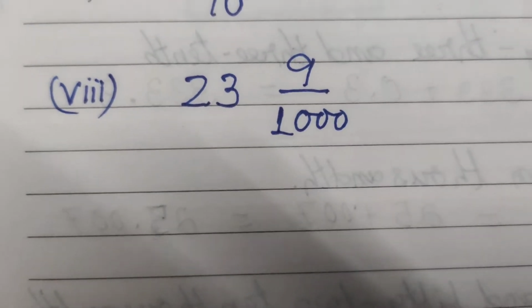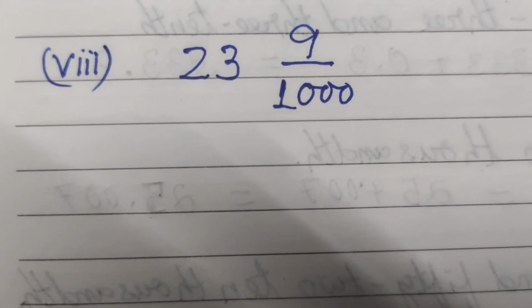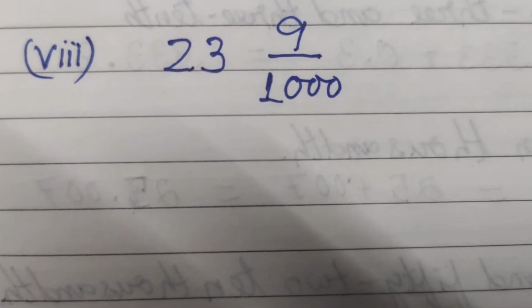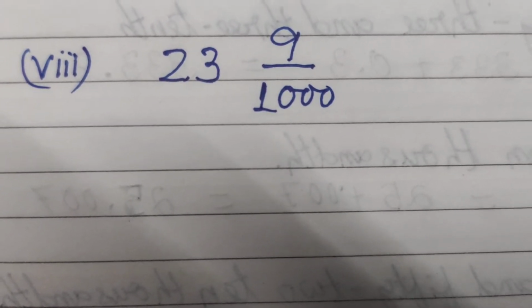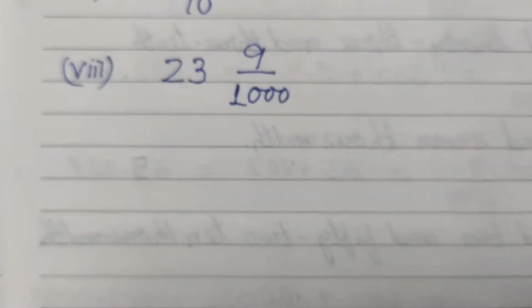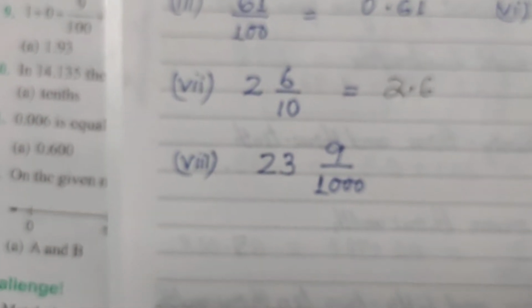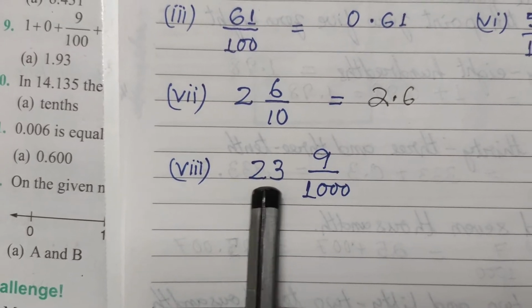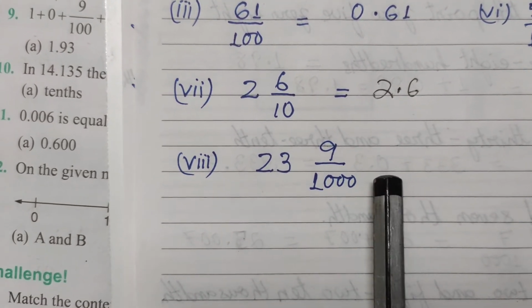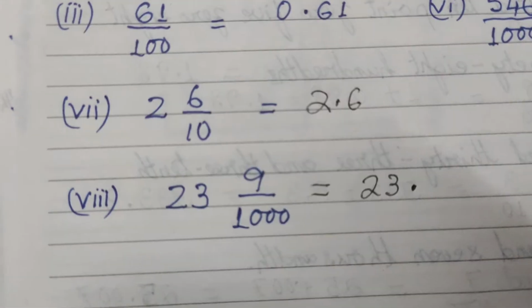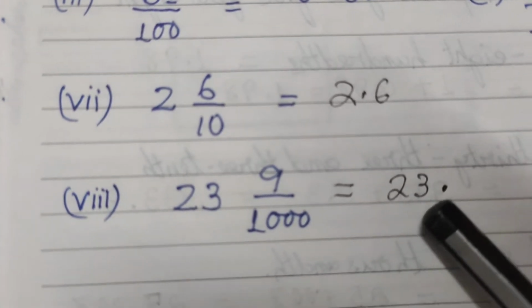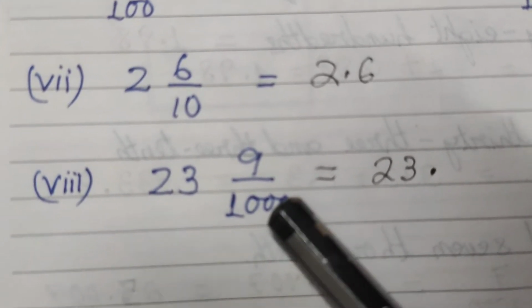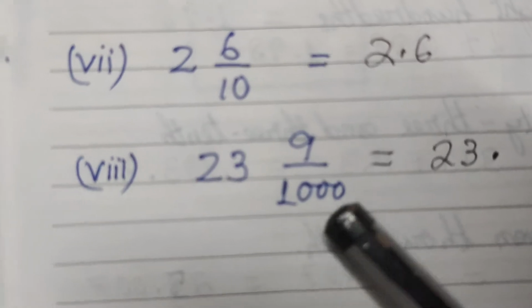The next question is 23 and 9 by 100. This is also a mixed fraction. They want us to write this as a decimal fraction. So which is the whole number for this? 23 is the whole number. So in my decimal fraction also 23 will be the whole number. So 23 is my whole number. After that I give a point. Now how to write this 9 by 100?